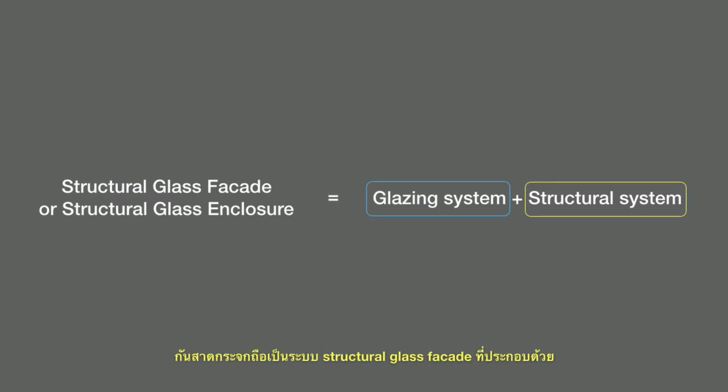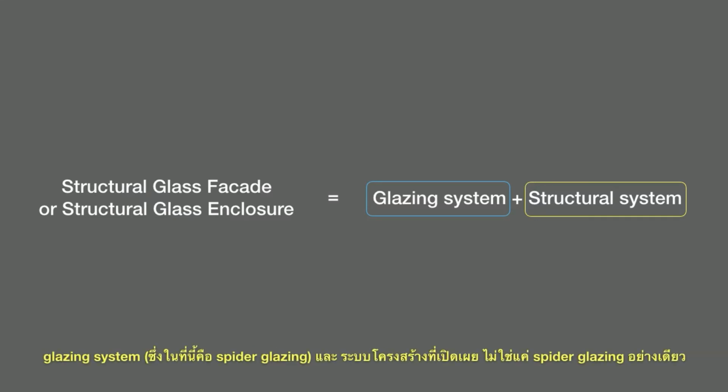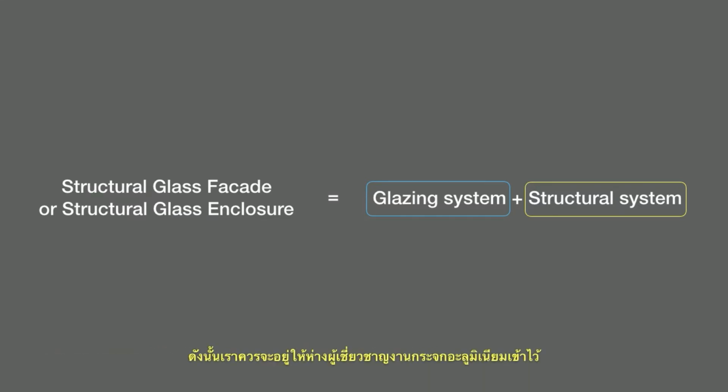This glass canopy is considered as structural glass facade, which is a combination of glazing system and exposed structural system, not just a spider glazing system. So we should stay away from those who are specialized in only aluminum and glass.